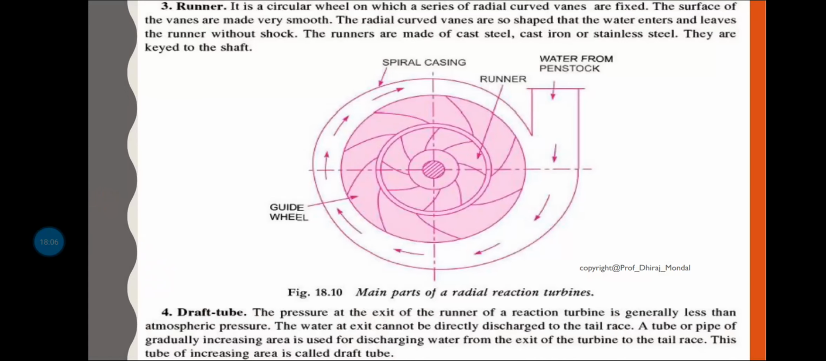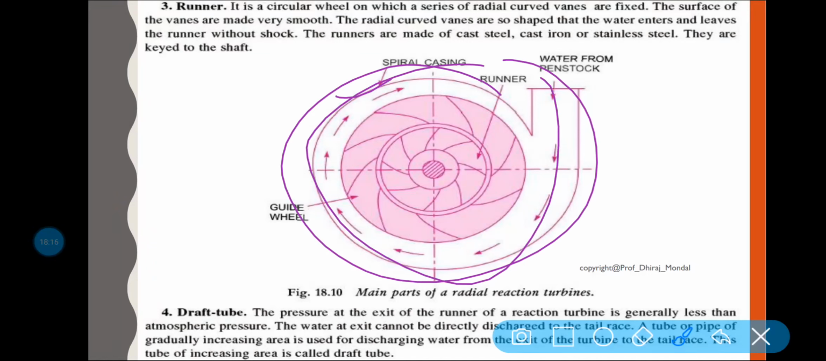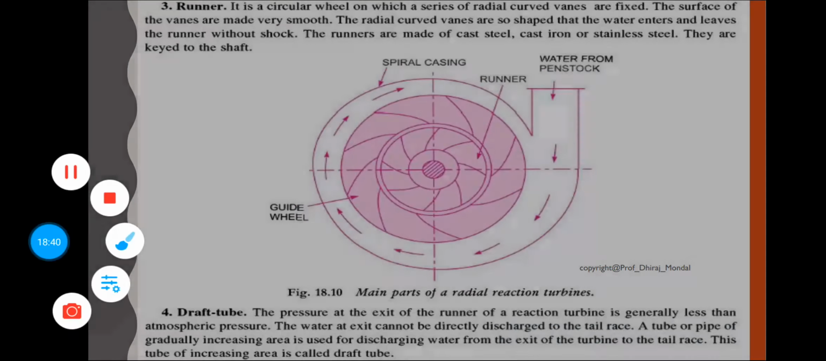See in this diagram, this part is called casing. This is your spiral shape casing. Now what is casing? The water from the penstock enters into the casing. The casing provides a safeguard, and it gives direction to the water.